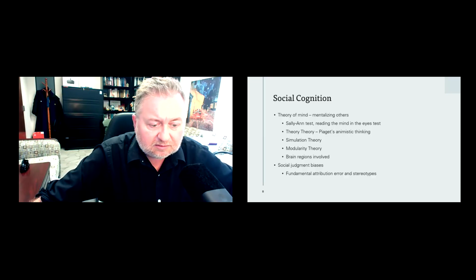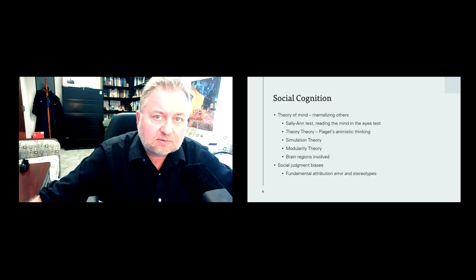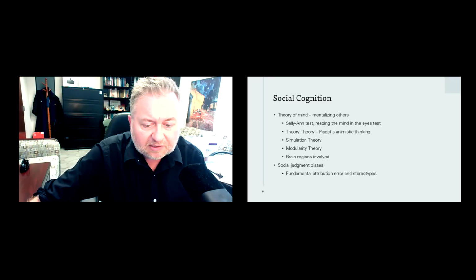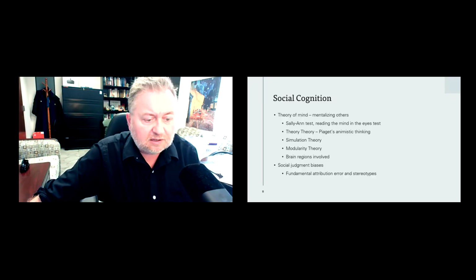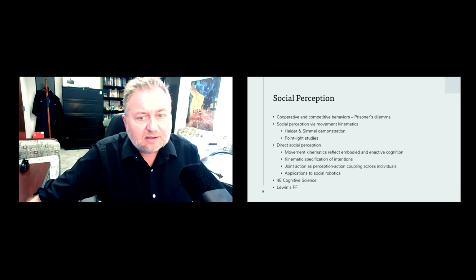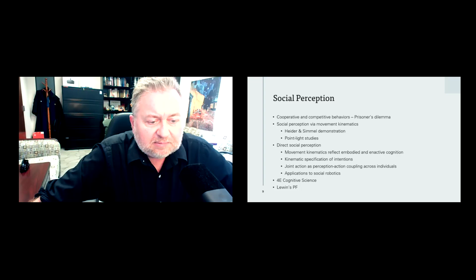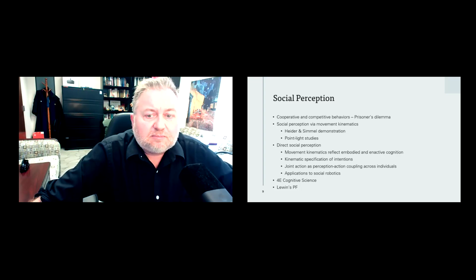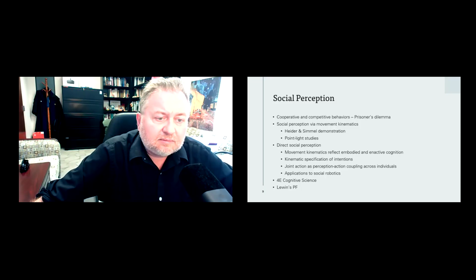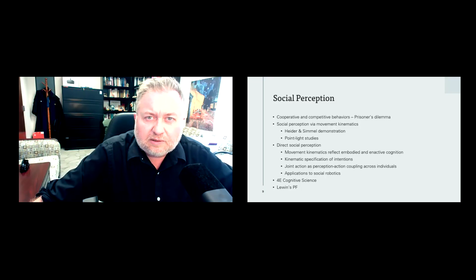We also talked about some of the judgment biases that are known to show up. So this connects back to the other judgment biases. In this case, fundamental attribution error and stereotypes come up in that topic. And then we wrapped it up by talking about social perception. We looked at being able to predict the behavior of someone we are interacting with, under the context of, say, the prisoner's dilemma, perceiving whether they're truly being cooperative or whether they're being competitive, and whether or not we might be able to perceive that directly.